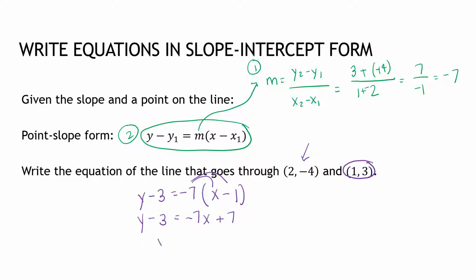Add 3 to each side, which gives me negative 7x plus 10. Done and done. That 7 looks really wonky. There we go. Not much better, but you get the idea. Y equals negative 7x plus 10 is my final solution. If you want to check my work, go ahead and plug in the 2, negative 4 using the slope of negative 7 and make sure you get the exact same solution.